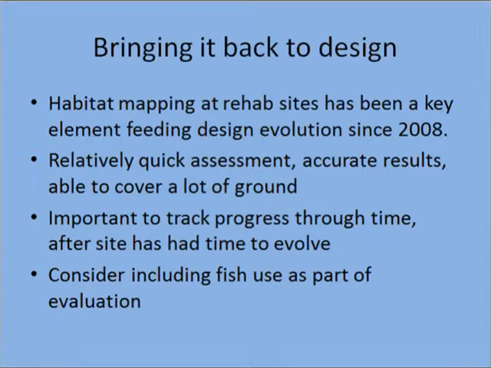And so our method is quick. We've shown it's reproducible, and we're able to cover a lot of ground. And it's been really important to track this progress through time. The habitat availability is the number one prioritized assessment of rearing habitat on the Trinity, and it's definitely one of the good stories of what we're doing out there.